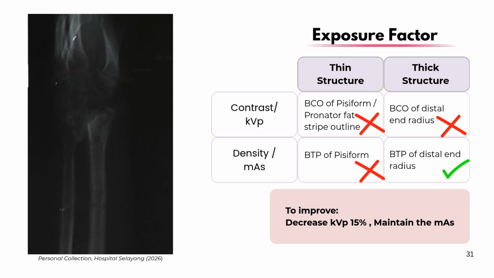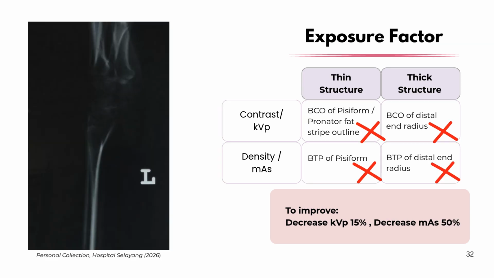This radiograph demonstrates excessive KVP. The cortical outline of the pisiform, pronator fat stripe, and distal radius are poorly visualized due to reduced image contrast. However, the trabecular pattern of the distal radius remains visible. To improve image quality, the KVP should be reduced by approximately 15% while maintaining the same mass.